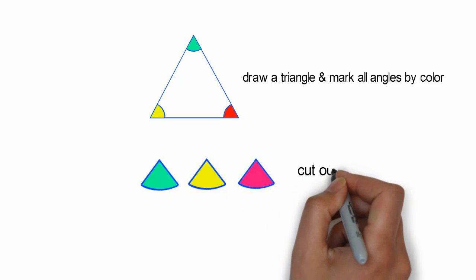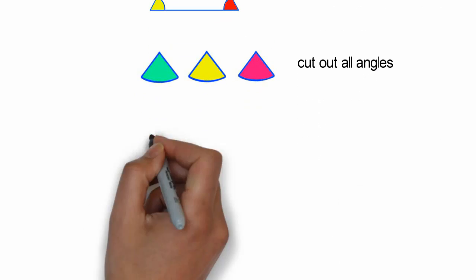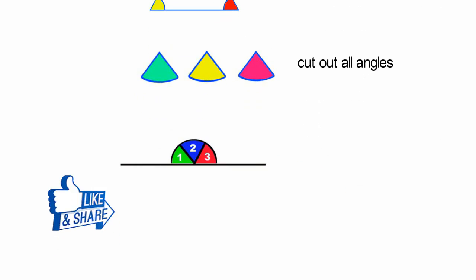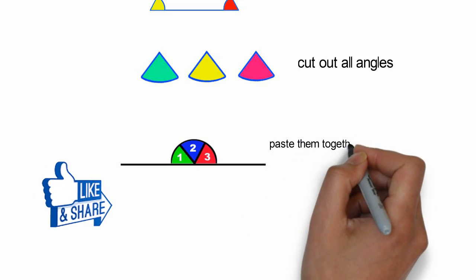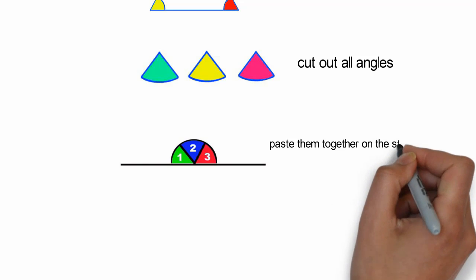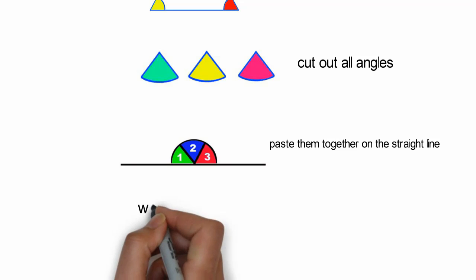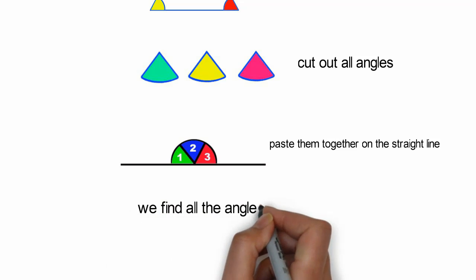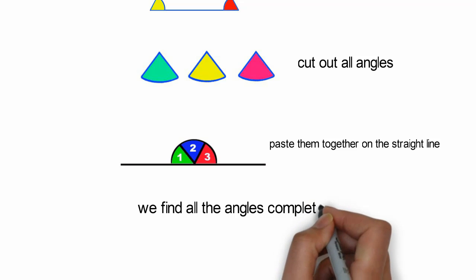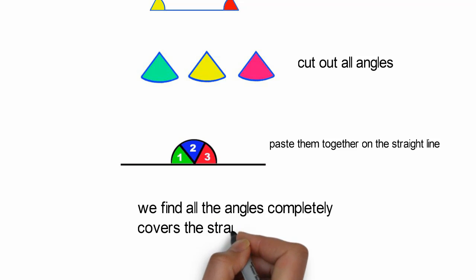Cut out all angles. Now you have to paste all the angles like this. Paste them together on the straight line. After pasting, we find all the angles completely cover the straight angle.